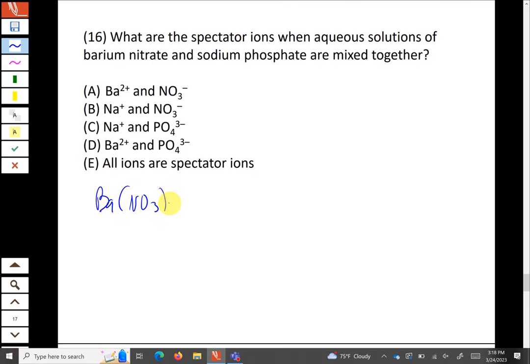So if we start with the formula equation here, we're going to have barium nitrate combining with sodium phosphate, which is Na3PO4, sodium plus phosphate 3 minus. And then the products are going to be 2 ionic compounds. Just like the last problem, we're going to predict the products as being the other ionic compounds that form when we swap cations and anions. So barium with phosphate, I think we saw this formula earlier, Ba3PO4, barium 2 plus phosphate 3 minus. And then we're going to have sodium pairing with nitrate to make sodium nitrate.